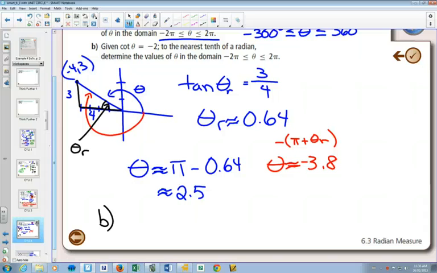First of all, cotangent isn't on our calculator. So we change it to its reciprocal. Cotangent to tangent. It's not the angle, it's the other side. So here I could do the reciprocal. I'm going to get 1 over negative 2.